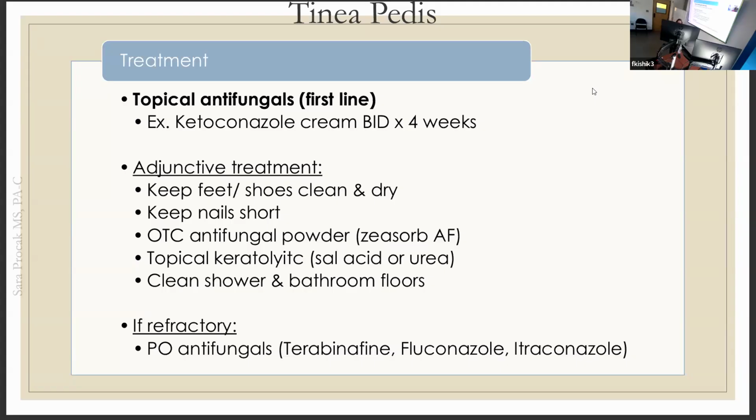Okay. Zeasorb powder, again, is an over-the-counter powder you can just throw right into the shoe as well. Topical keratolytics like salicylic acid or urea cream can be utilized. This really works well for the moccasin type where you have those really thick scales. Okay. This is going to just wear down the scales and allow for the antifungal to penetrate better. Okay. Clean shower and bathroom floors using bleach is going to kill off any of the fungus that may be present so they don't keep reinfecting themselves. That's going to be important, okay? And then if refractory, so PO antifungals, okay, are going to be the way to go.